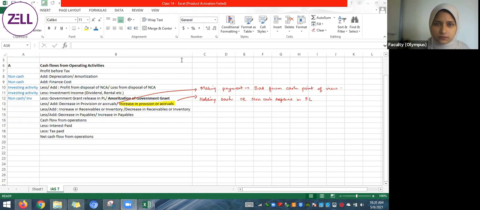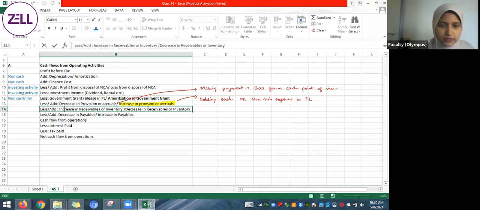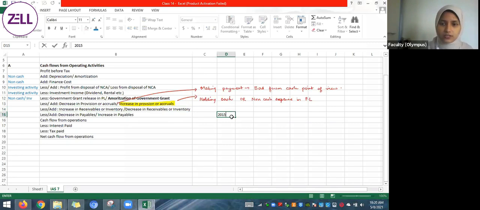Okay, so one student wants to understand receivables and payables, why they are added. If you have the 2015 and 2016 balance sheets, and your receivables have decreased from 10 million to 6 million, what does this actually mean? It means that your debtors who were supposed to pay you 10 million have already paid you 4 million. That's why today they are at 6 million, right? So there's an inflow. That's why a decrease in receivables, you will add.